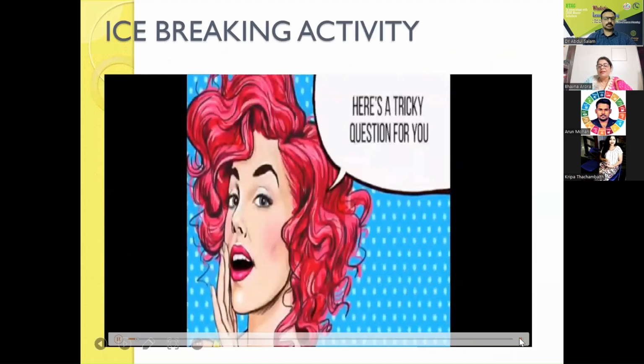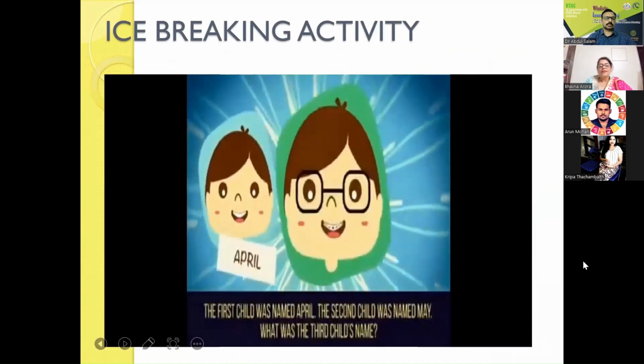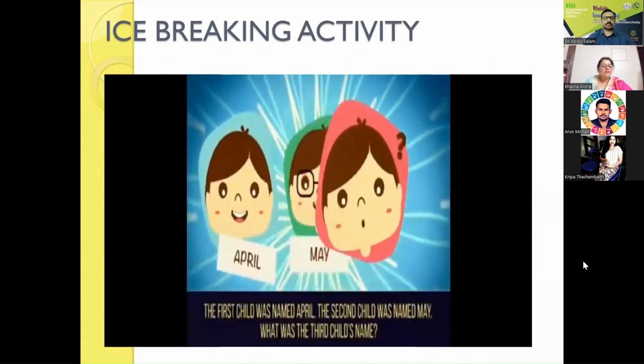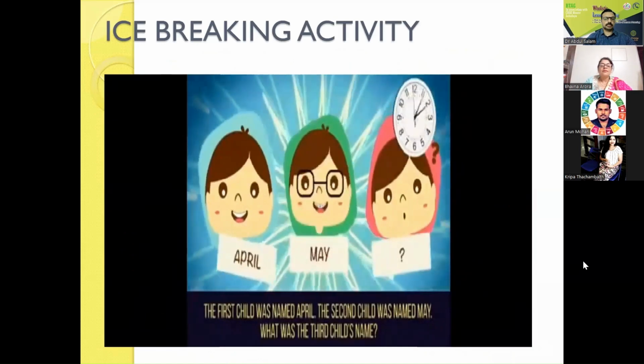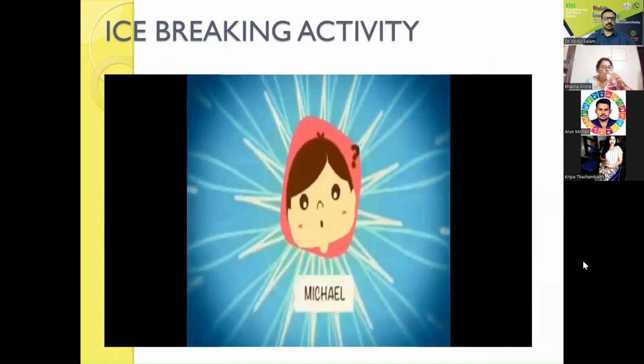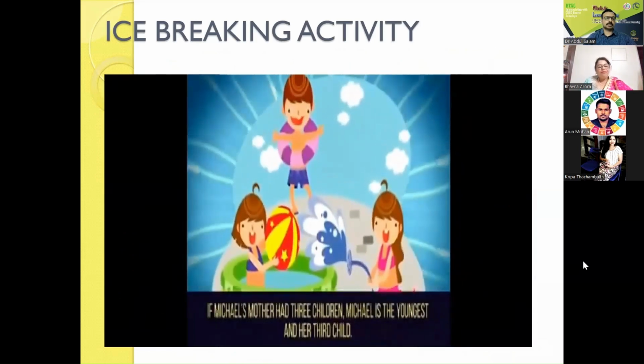Here's a tricky question for you. Michael's mother had three children. The first child was named April. The second child was named May. What was the third child's name? The answer is Michael. If Michael's mother had three children, Michael is the youngest and her third child.